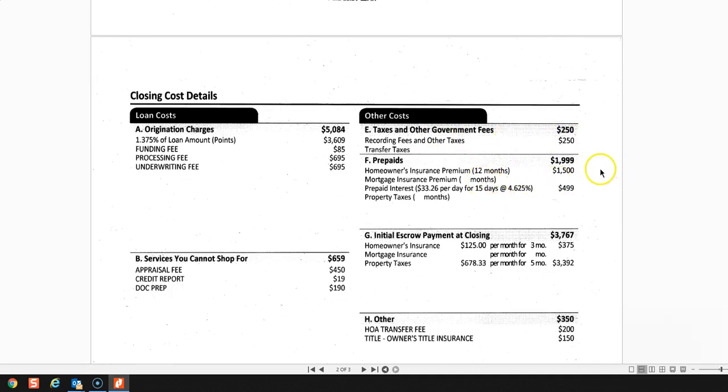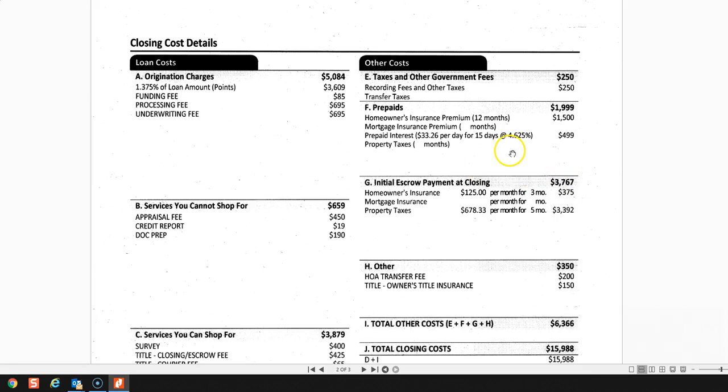So you always prepay insurance for a whole year, whether you have an escrow account or not. You're also going to prepay your interest. The way mortgages work, when you close on a loan, it actually skips a payment. So in other words, if you close in March, your first payment would be due in May. And then you also have your escrow.